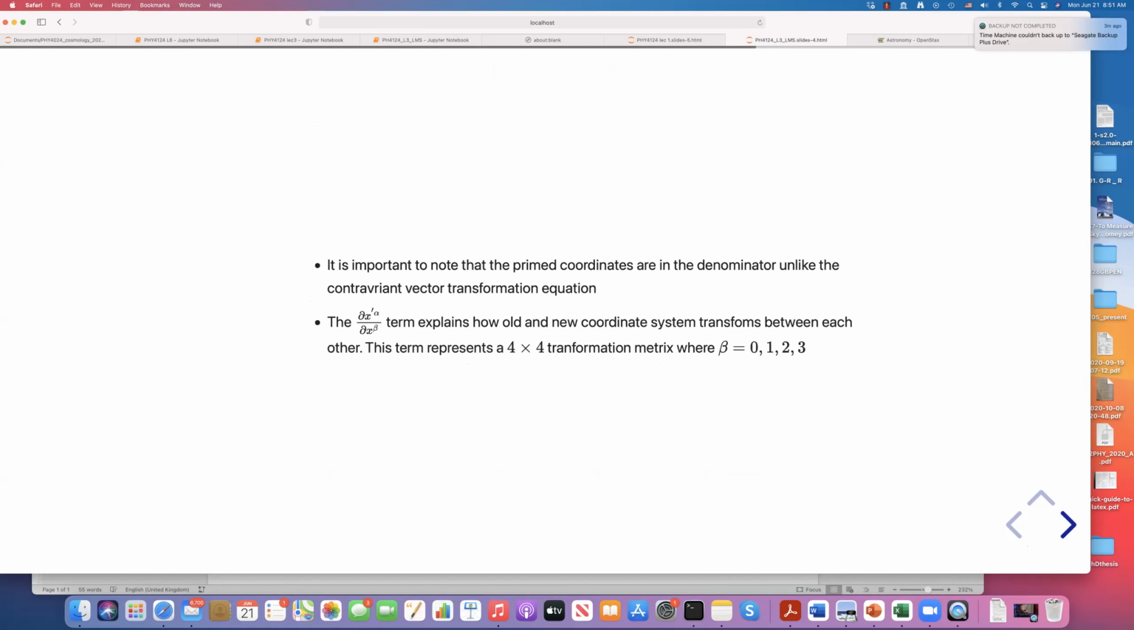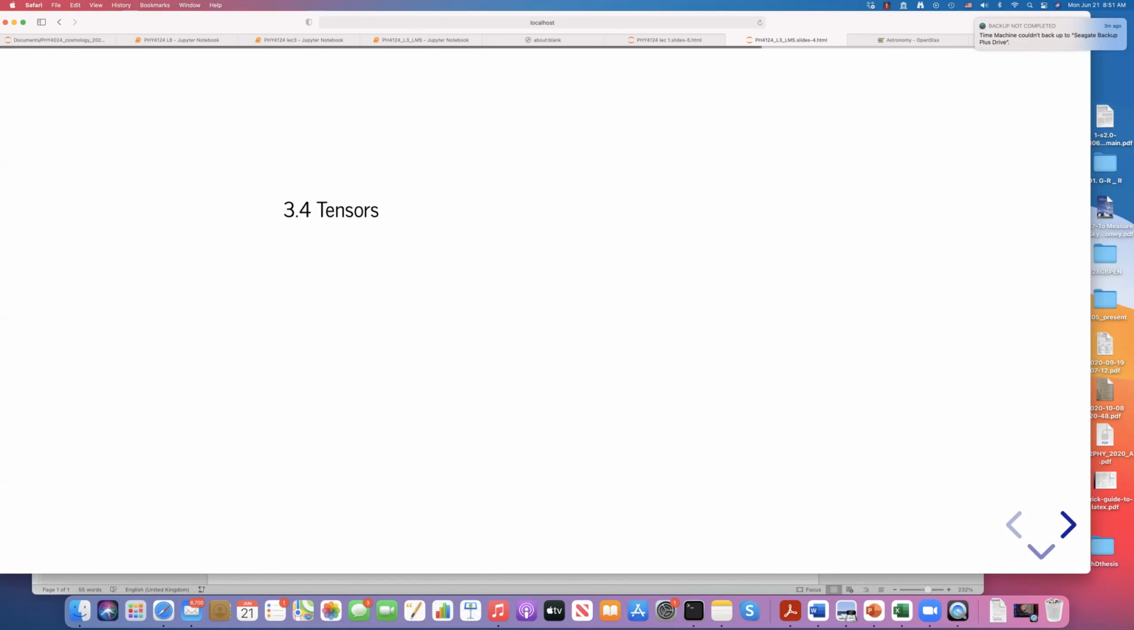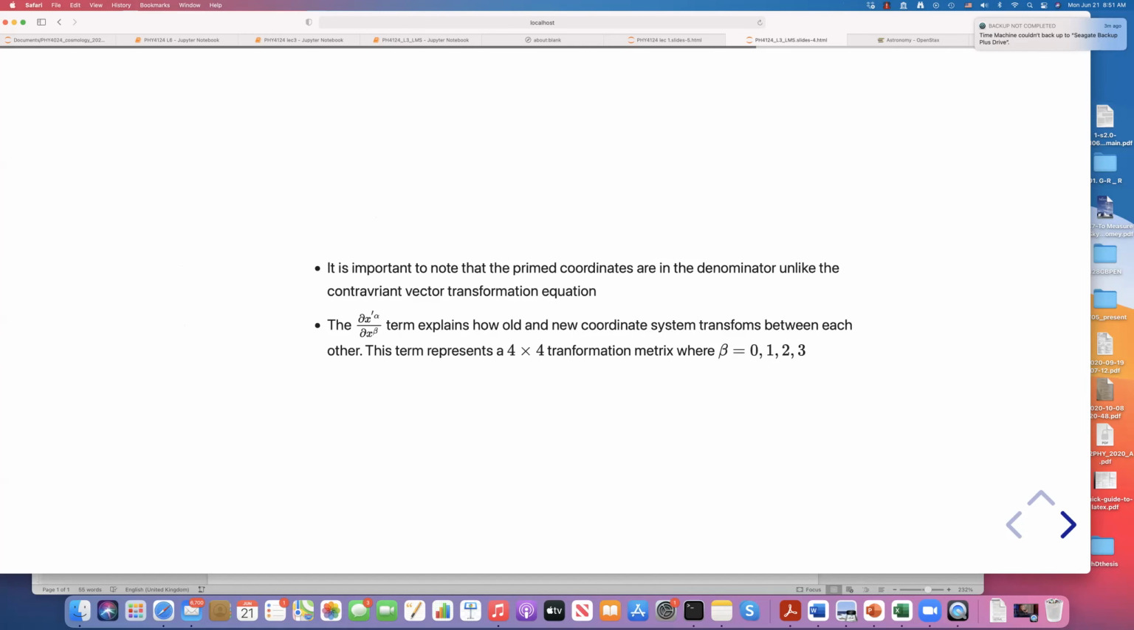And the term ∂x' alpha over ∂x beta explains how the old and new coordinate systems transform between each other. This term represents a 4x4 transformation matrix, with beta going from 0 to 3, right? So basically what I have introduced here is what a contravariant vector is and what a covariant vector is, and how they transform between different coordinate systems, right?